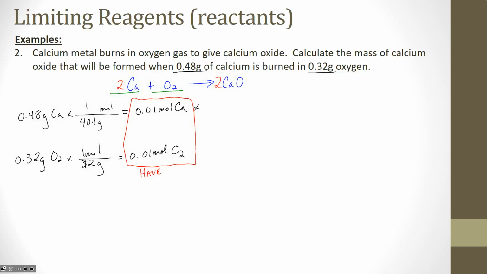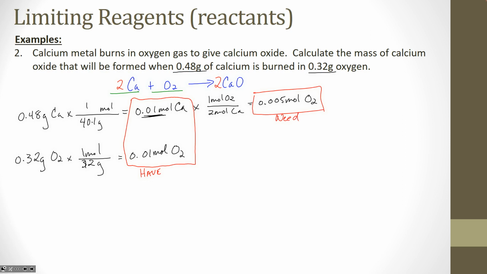So I'm going to use the calcium. Again, I always just pick the first one. I'm going to figure out how much oxygen I need to use up all of this calcium. So I'm going to multiply by 1 mole of oxygen for every 2 moles of calcium. That's our ratio from the reaction. So to use up all the calcium, I'm going to need 0.005 moles of oxygen. This is what we need.